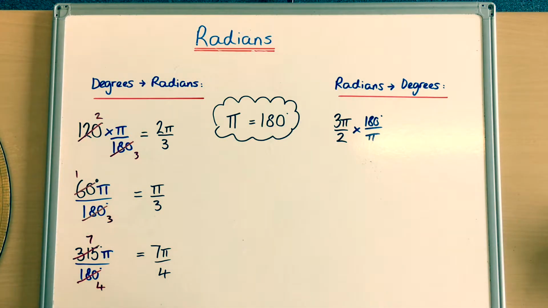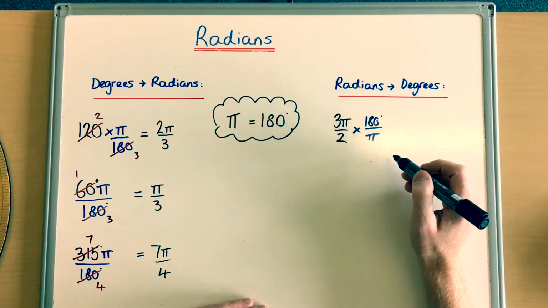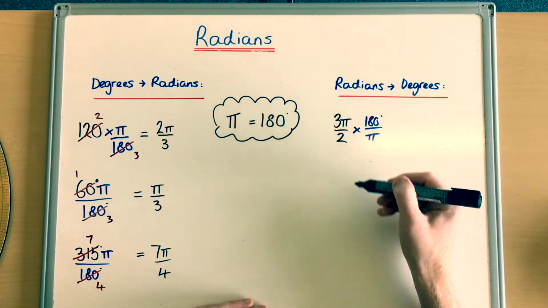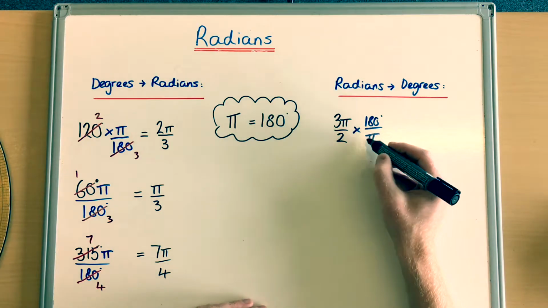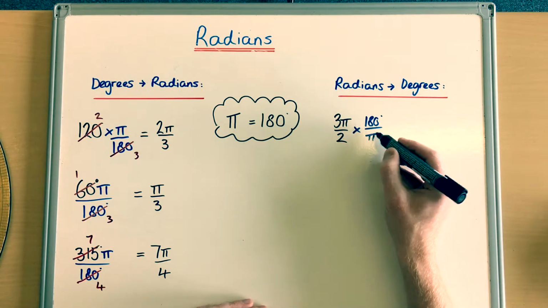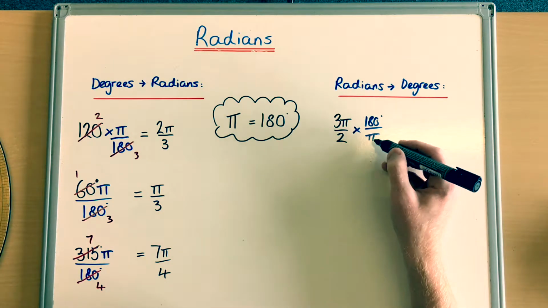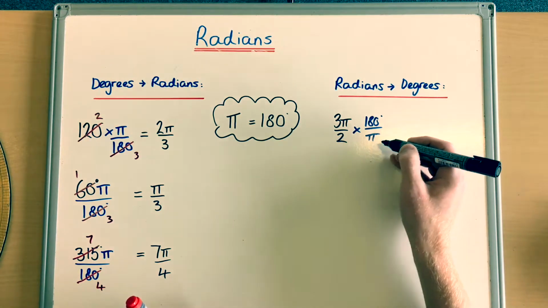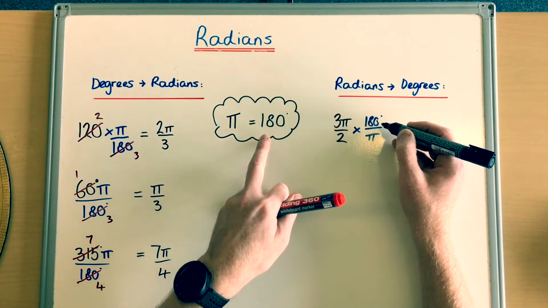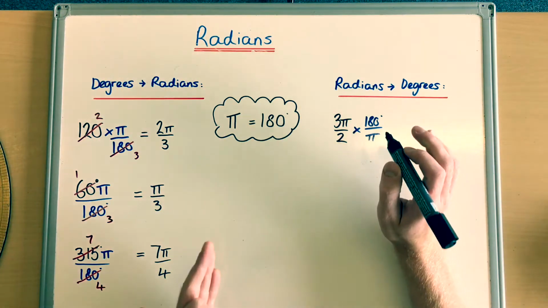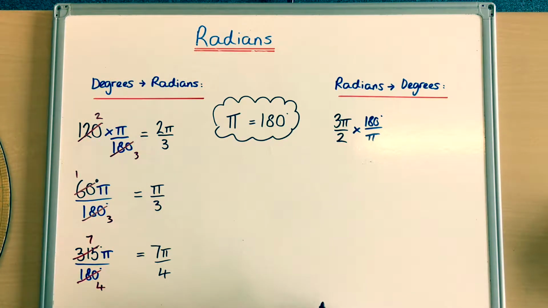I remember it in a slightly different way. I think of it as, if I want to change radians into degrees, I'm going to need to get rid of that pi sign. So I'm going to divide out pi. So the first thing I do is put times by, and I put pi underneath, and then I think, okay, again, I need to balance that. I can't just go dividing by pi for no reason. So I've got to balance it by multiplying by 180 degrees. However you choose to remember it, that's what we're going to do. We're going to divide by pi, times by 180.